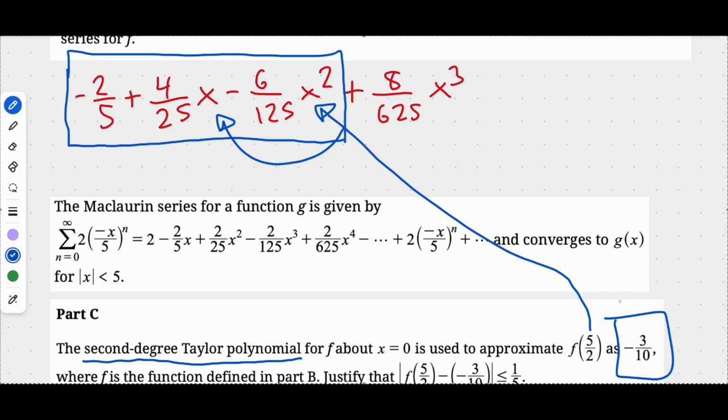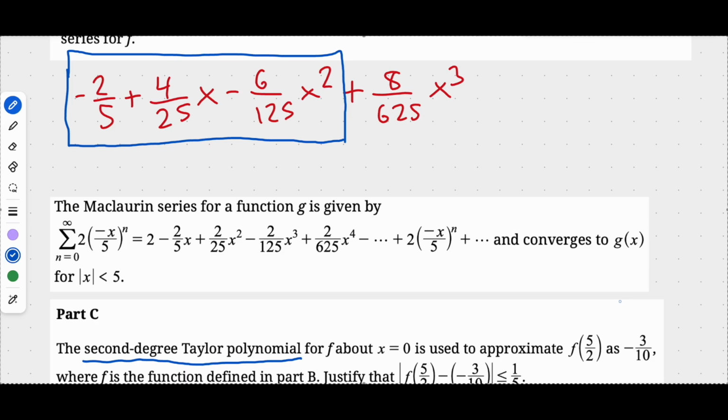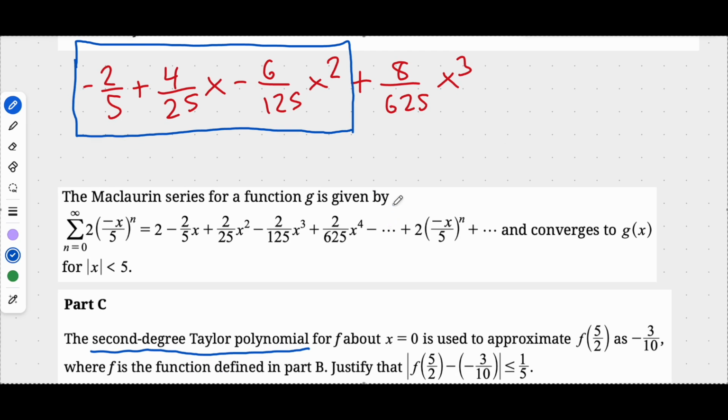So they did that for you, which is interesting. And by the way, it is in fact an approximation because in theory this is an infinite series, right? So you would have to plug 5 halves into all infinite terms to get the actual answer in theory. Because they only plugged it into 3 of the terms, they just get an approximation. Okay, well, they did that for us.